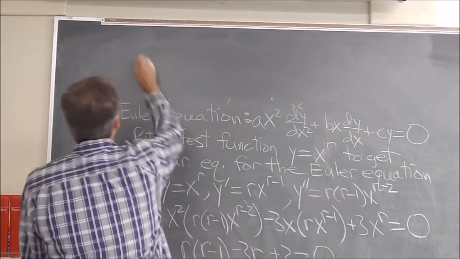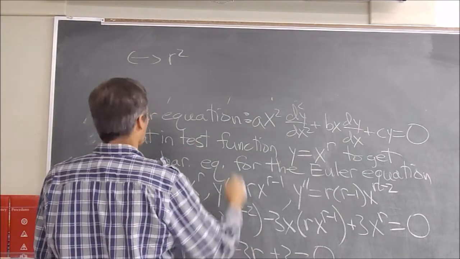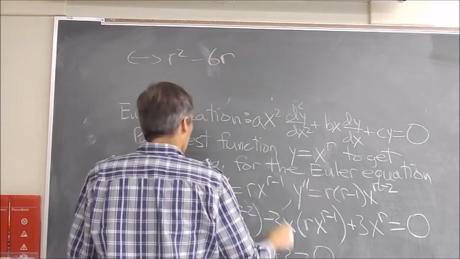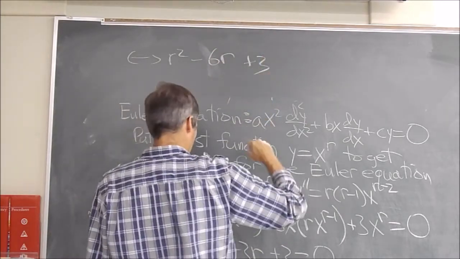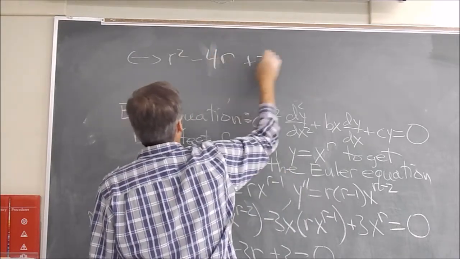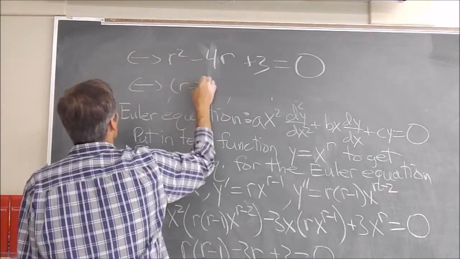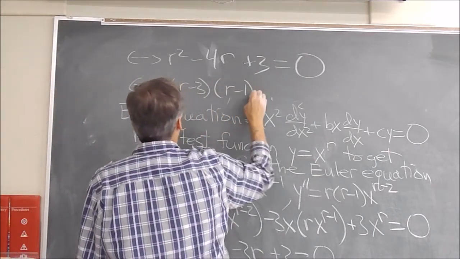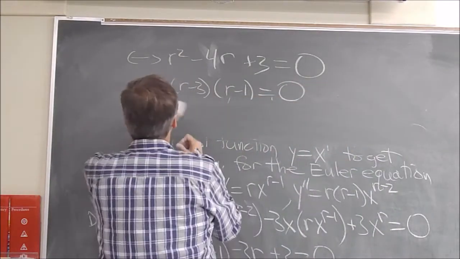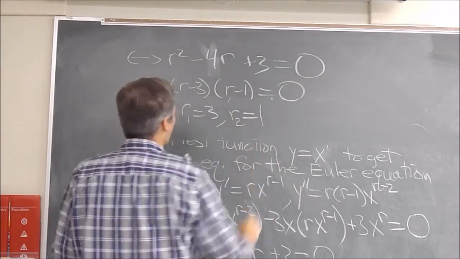Now, we multiply this out, we've got equivalently r squared minus 3r minus 3r is minus 6r... that is, r squared minus 4r plus 3 equals 0. This factors nicely, right? r minus 3 times r minus 1 equals 0. That says there are two values of r: r1 equals 3 or r2 equals 1.